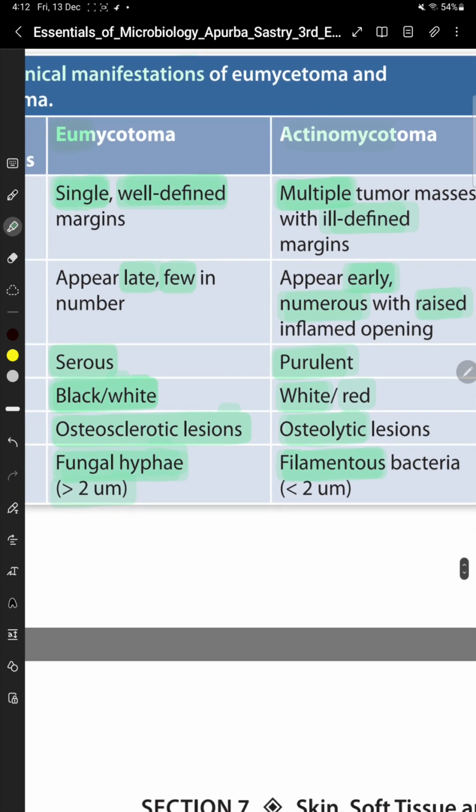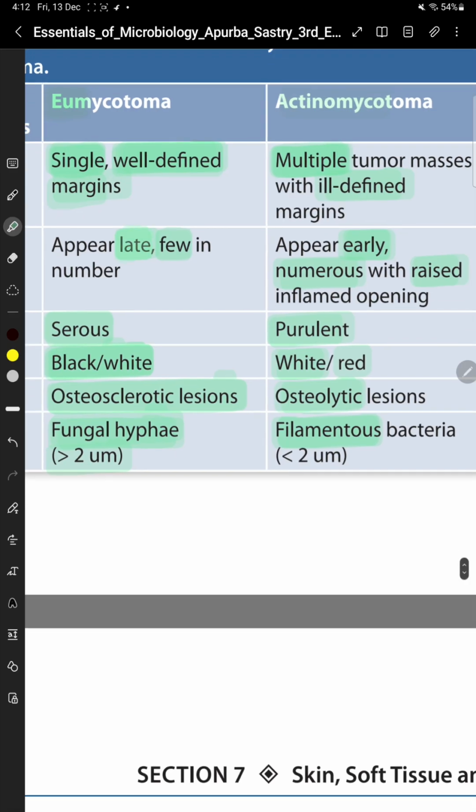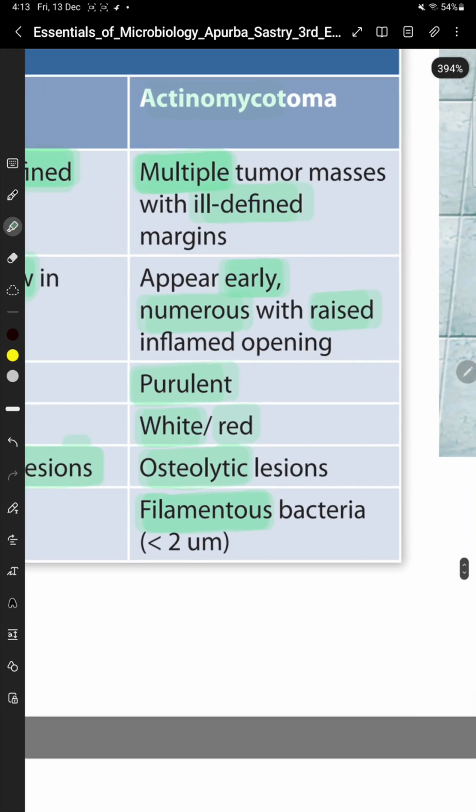Eumycetoma, single tumor; actinomycetoma, multiple tumor. Eumycetoma, well defined margins of tumor. Sinuses appear late. Sinuses are few in number. The discharge is serous. Grains black and white. Bones will have osteosclerotic lesions. Grains will contain fungal hyphae greater than 2 micrometer.